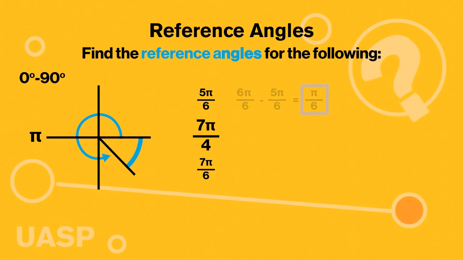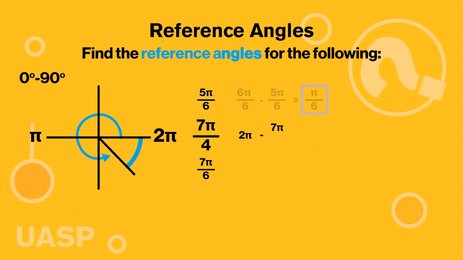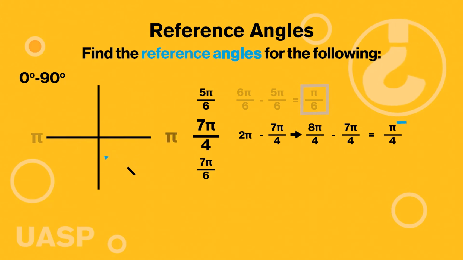That means that this is going to be 2 pi. So it's the same exact thing, only this time it's 2 pi minus 7 pi over 4. What we can do is find common denominators. We'll multiply 4 to the numerator and the denominator of 2 pi, which gives us 8 pi over 4 minus 7 pi over 4, which gives us pi over 4 as our answer.